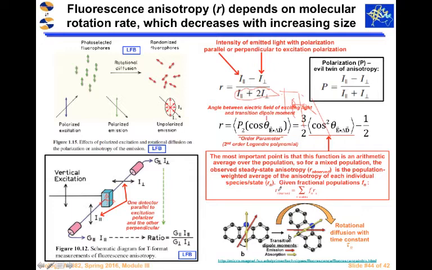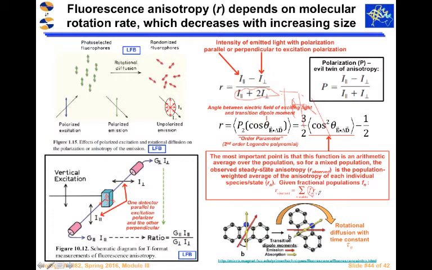Given fractional populations f of n, the observed anisotropy would be the fraction of the population in any given anisotropy state times the anisotropy of that state. So basically, what does this mean, right? We're saying the observed anisotropy is the sum over the anisotropy of the individual states scaled by the fraction in that state. What this means is that anisotropy values scale linearly with population. There's a linear relationship between the anisotropy and the population of any given state. So the important point here is the linearity in fractional population.